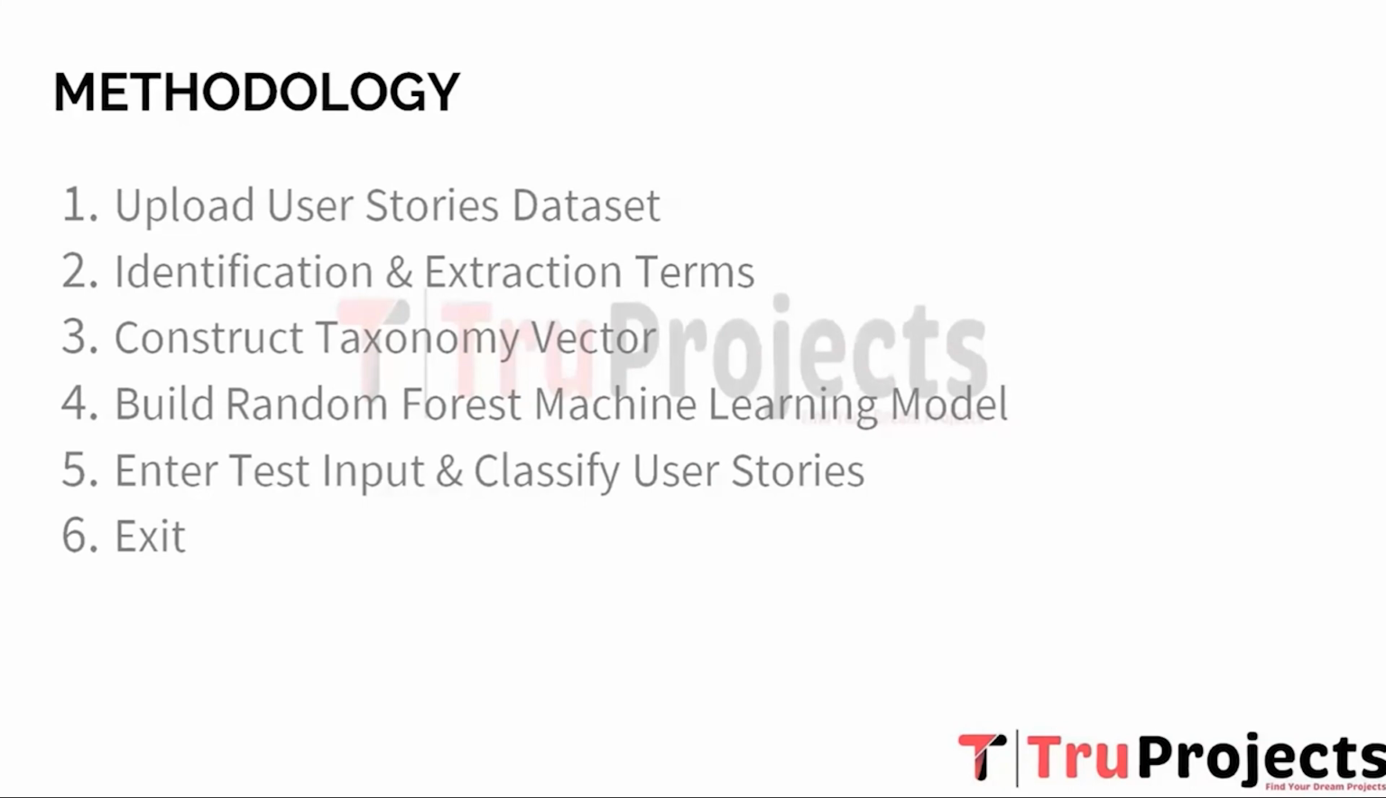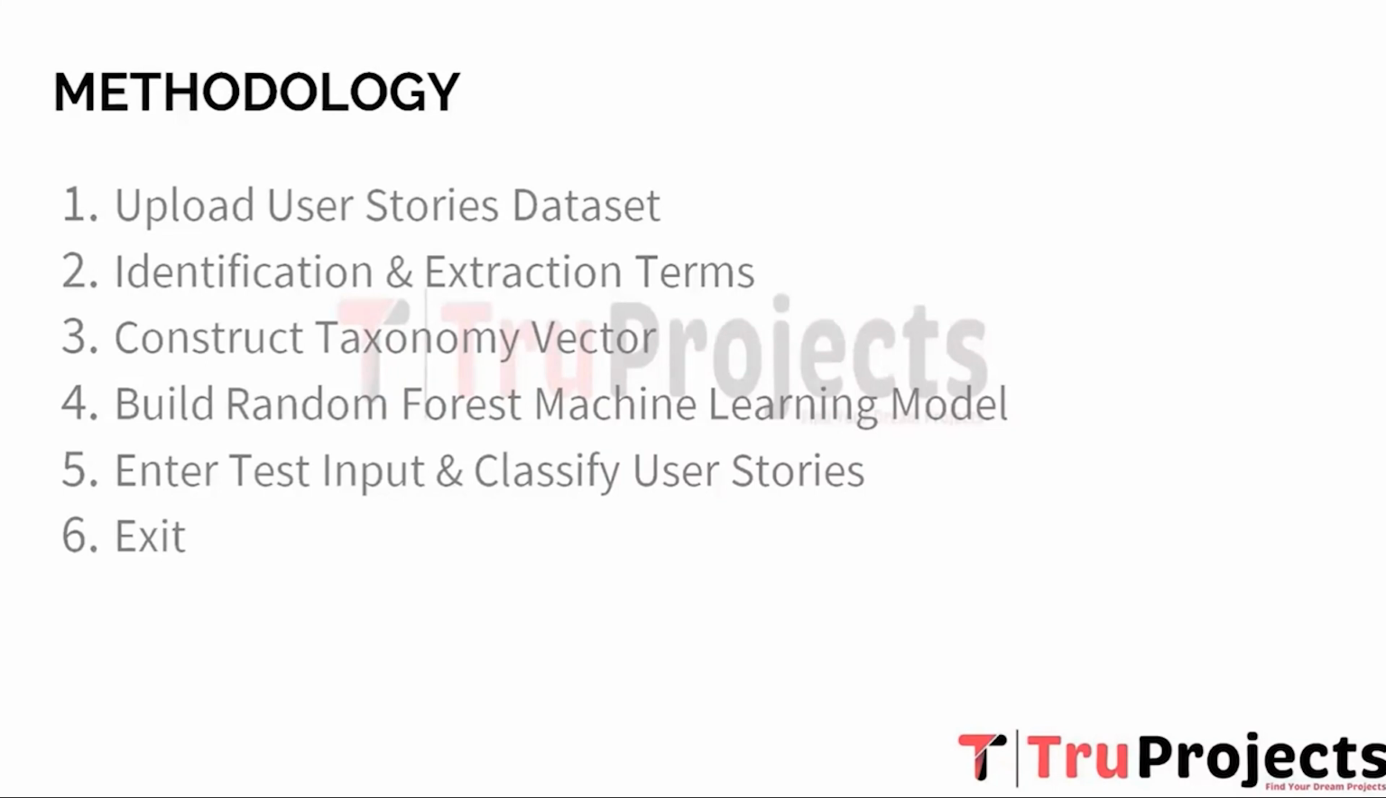Fifth, enter test input and classify user stories. Once the random forest model is trained, the system is ready to accept test inputs in the form of new user stories. The user stories are entered into the system, and the model uses the previously constructed taxonomy vector to classify and categorize each user story. The classification process assigns each user story to specific categories based on its attributes, functionalities, or domain.